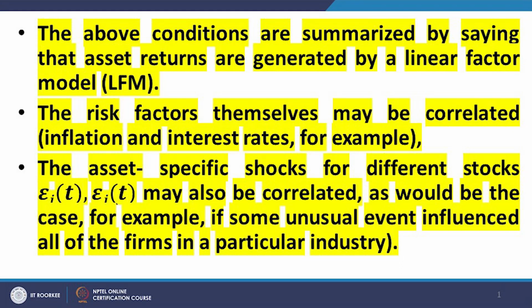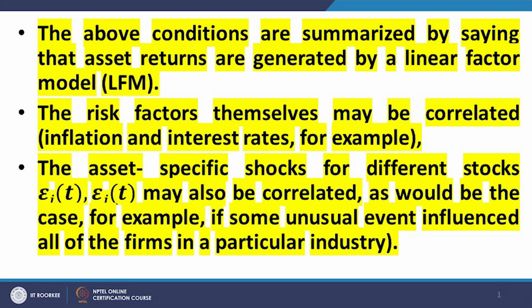The risk factors themselves may be correlated. Please note this important point. We have nowhere assumed that the covariance between FIT and FJT is equal to 0. We have not assumed that. Therefore, the risk factors themselves may be correlated, like inflation and interest rates. The asset specific shocks for different stocks, epsilon it and epsilon jt, may also be correlated.